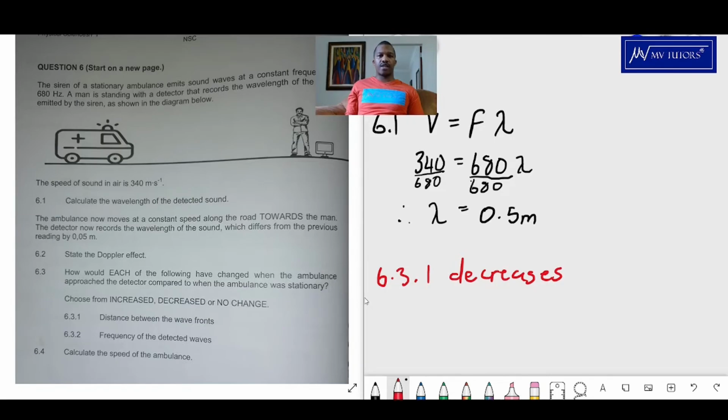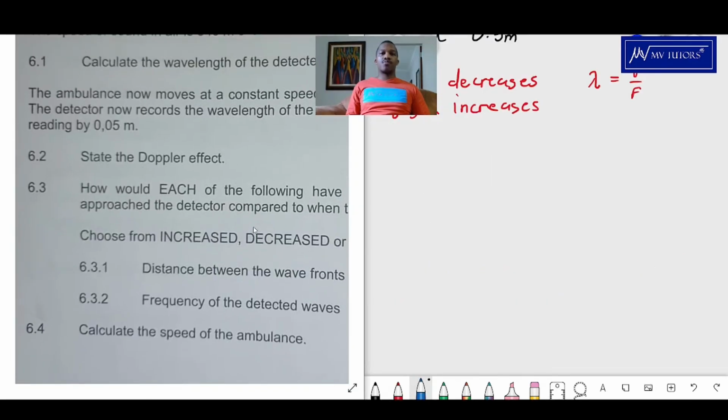Okay, so look at this formula again. Let me just make the wavelength the subject of the formula. And then what are we looking at? The frequency. If I make the wavelength the subject of the formula, you can clearly see that the wavelength and frequency are inversely proportional, which means if wavelength is decreasing, then the frequency will increase. So we have increase here. Okay, let's do 6.4 now.